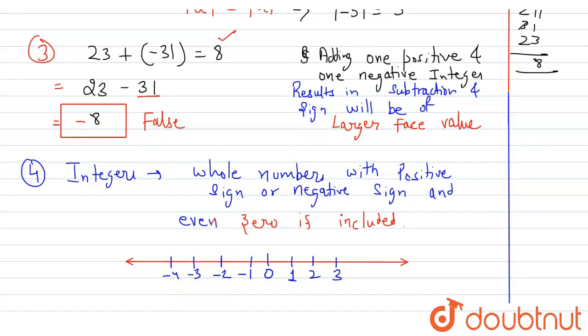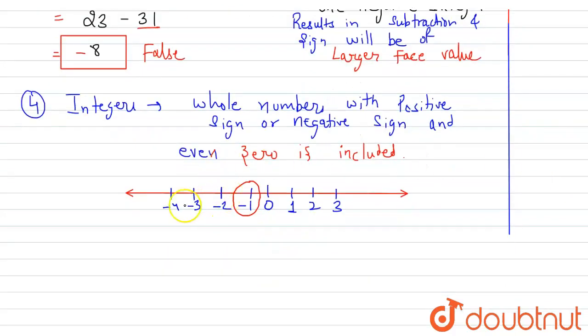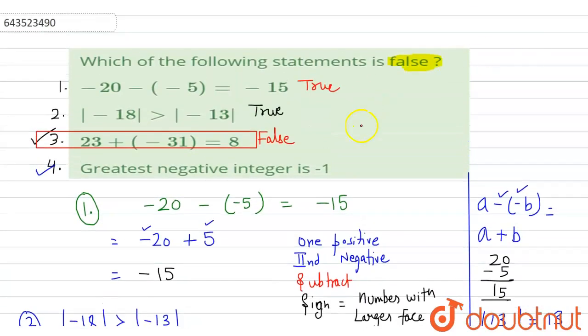So we can clearly see negative 1 is the negative number which is on the extreme right hand side. All other negative numbers are on the left hand side. So negative 1 is the greatest negative integer, and even the fourth statement is true. So our final answer would be option number 3.